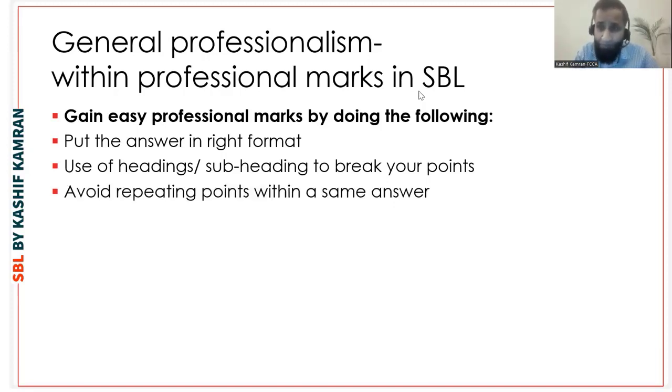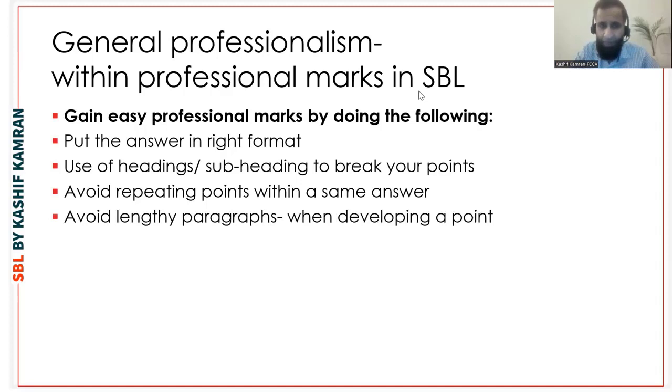Avoid repeating points within the same answer. Whatever points you're writing should be unique. You're not repeating a point again and again. That's something which will not impress the marking team. Avoid lengthy paragraphs. I just mentioned that the ideal length of a paragraph is 3 to 4 sentences, which is a well-developed point. After that, you should take a break and start a new paragraph. Don't write a 6 to 7 sentence paragraph or a 5 to 6 sentence paragraph. The SBL marking team does not like it.